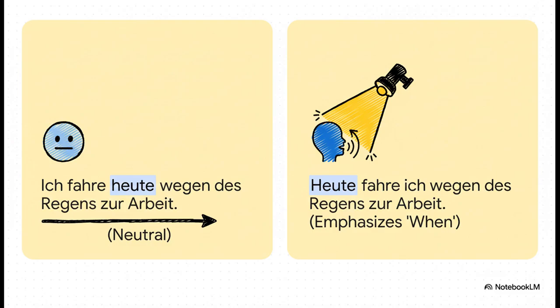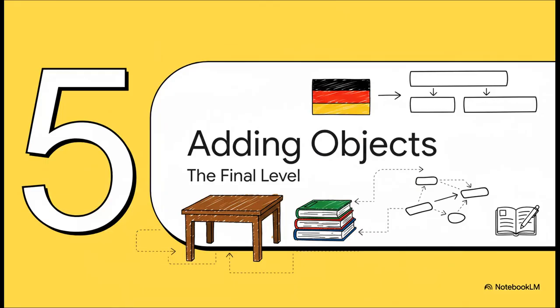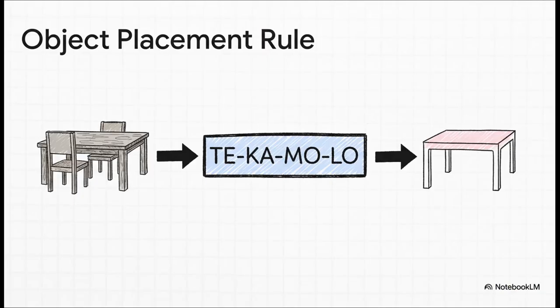It's awesome. Okay, time for the final level. You're probably wondering, this is great for time, place, and all that, but what about the things? Where do the objects, nouns like the book or a table, fit into all this? Well, there's a really neat rule for that. It all comes down to whether the object is definite or indefinite. So if you're talking about a specific thing, a definite object, like the table, it usually comes before that whole TEKAMO block. But if it's an indefinite object, like a table, it usually goes after.